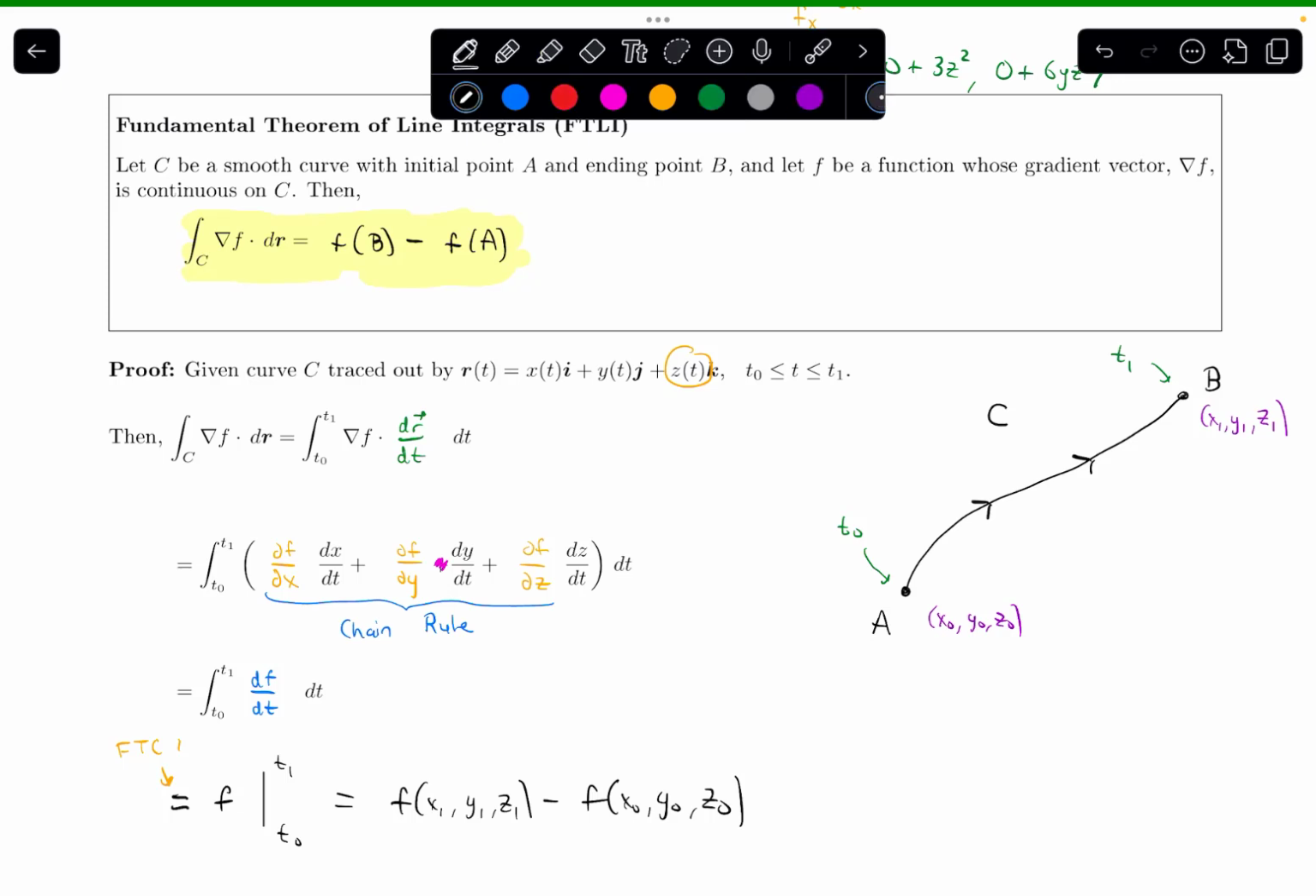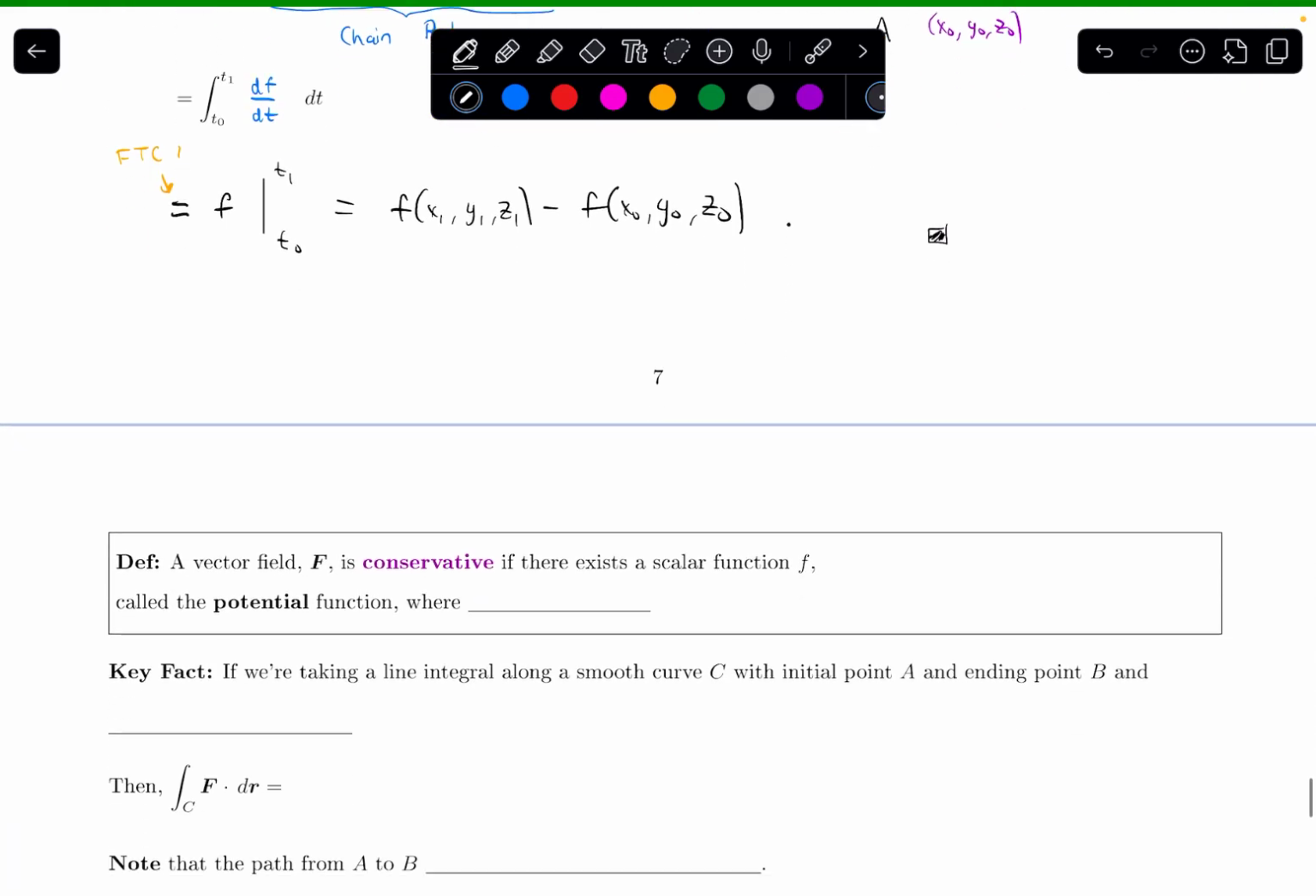Okay, so we have a sketch of the proof. And I'm going to write a little symbol to indicate I'm done with a proof. It's very common in math proofs to do that. A very common symbol is to put a square and then shade it in. Okay, so let's talk about some terminology here. We call a vector field conservative if there exists a scalar function, lowercase f, which is going to be called a potential function, where the gradient of little f equals capital F. If that's the case, this vector field is called conservative.